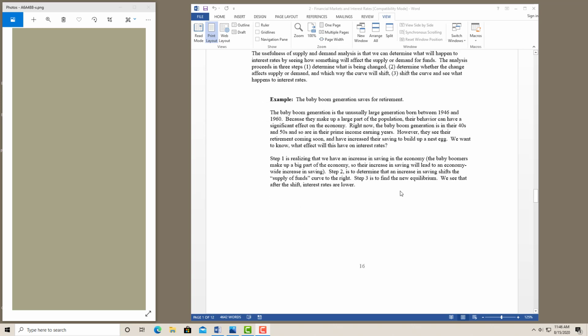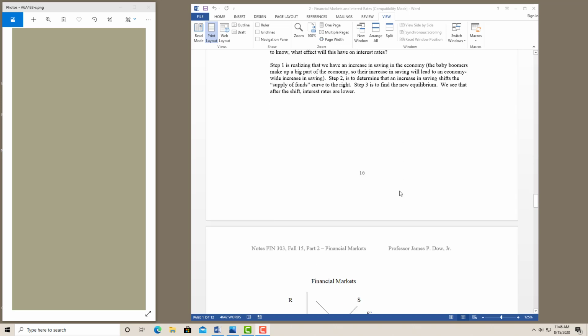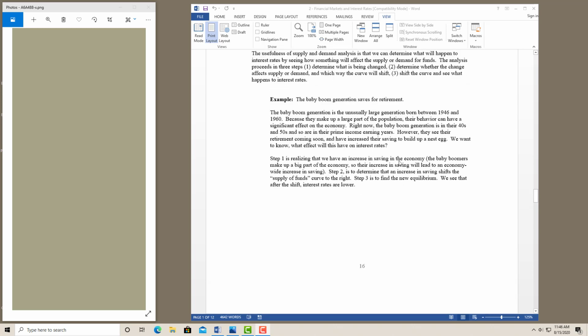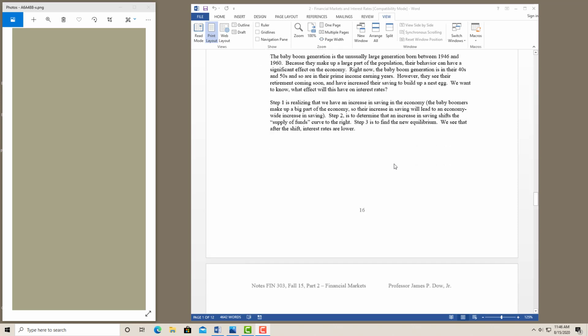Here's an example, although it's an out-of-date example. This was written a while ago. But it's talking about the baby boomers, which is a demographic bulge. A large part of the economy is people of this age. And when they were in their prime working years, they were saving a lot of money. And so we want to say, okay, what is the effect of them saving a lot of money on the financial markets and interest rates?